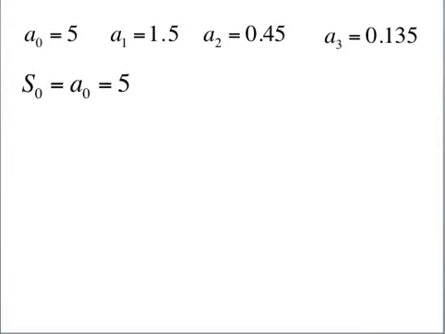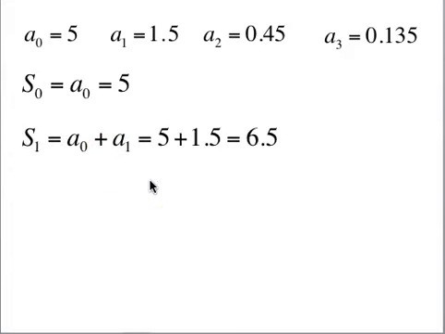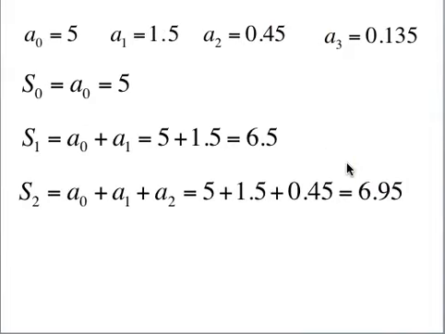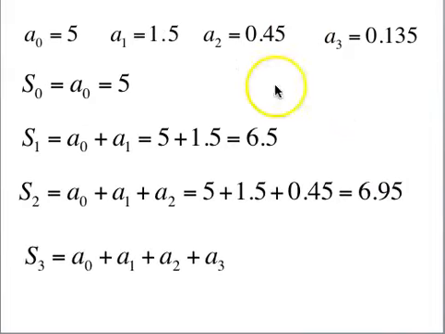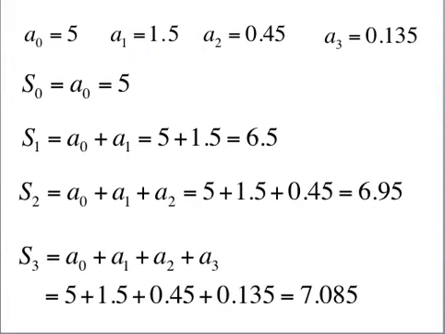The sum of the first term, a sub 0, is just 5. The sum s sub 1, that's a sub 0 and a sub 1, is 5 plus 1.5, or 6.5. S sub 2 would be a0 plus a1 plus a2, so 5 plus 1.5 plus 0.45, and we get 6.95 for s sub 2. We could also do s sub 3, which would be adding all 4 of those pieces together, and we get 7.085.